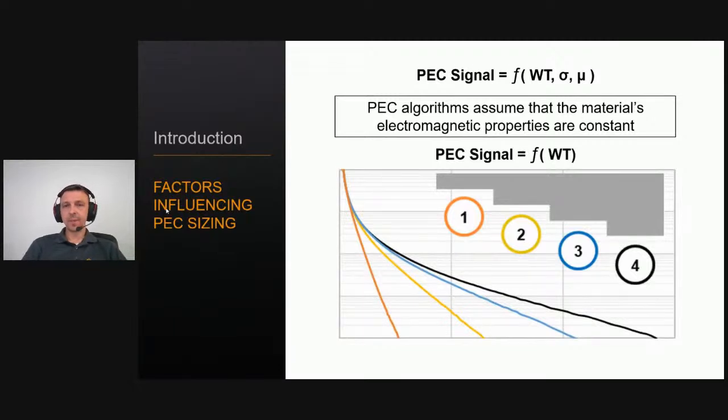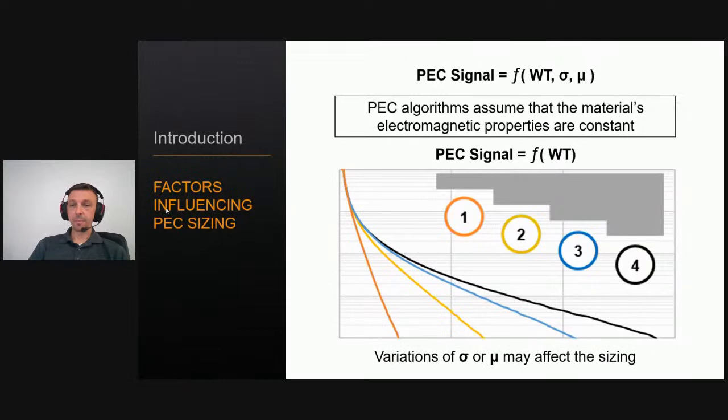So this is an example. By decreasing the thickness, we increase the decay of the eddy current. In the black line, we have the near nominal area, and in the orange line, we have a thinner part of the component with a faster decay rate. But of course, variations of conductivity and permeability may occur, and they will affect the sizing.